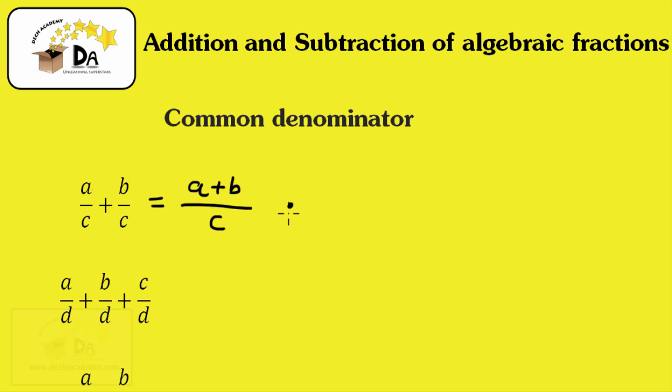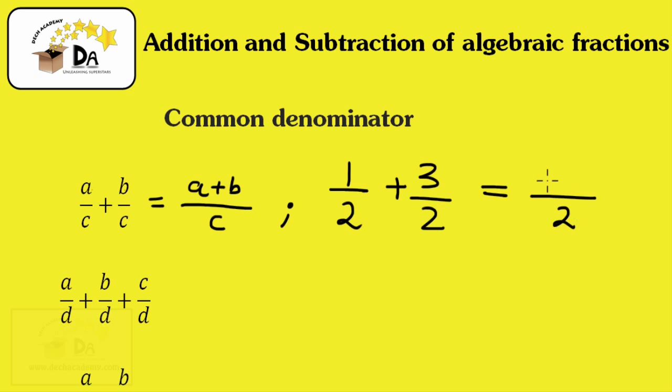For example, 1 over 2 plus 3 over 2 is equal to a fraction whose denominator is the same as that of the original fractions because they have a common denominator, and whose numerator term is given by 1 plus 3. 1 plus 3 equals 4 over 2. So let's move on to another expression.